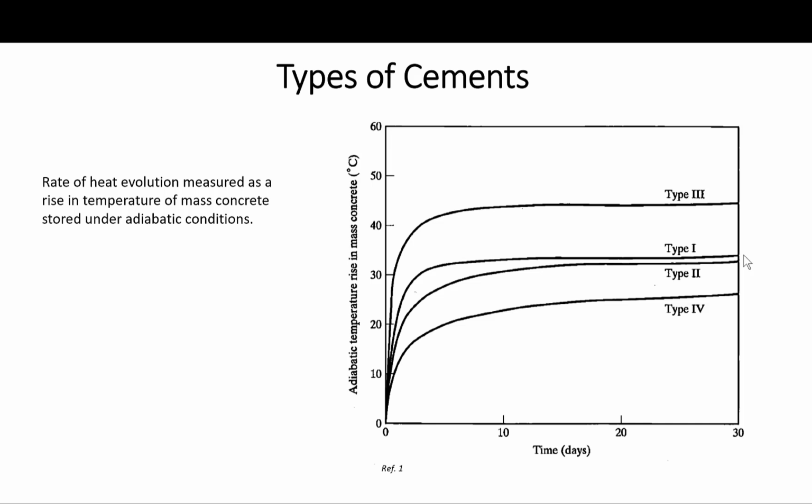Why this is important, though, in case of mass concrete, we have large volume sections as compared to the surface area. Dissipation of heat is not fast enough, which will result in what is referred to as true adiabatic condition within the concrete.